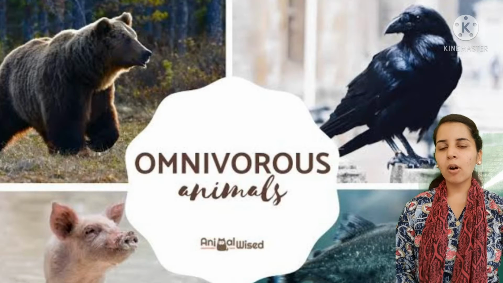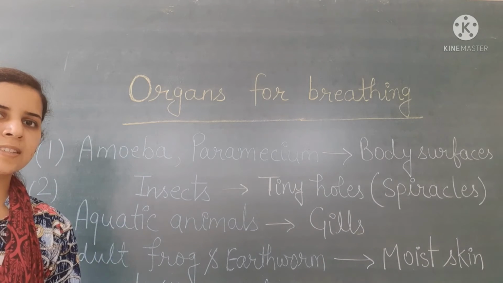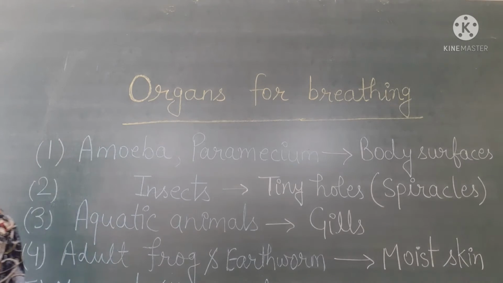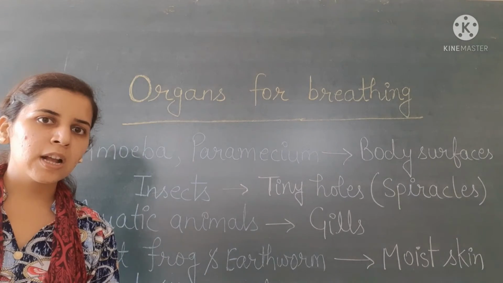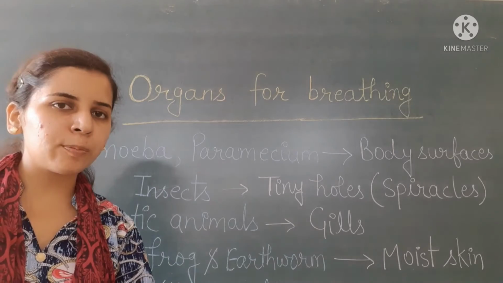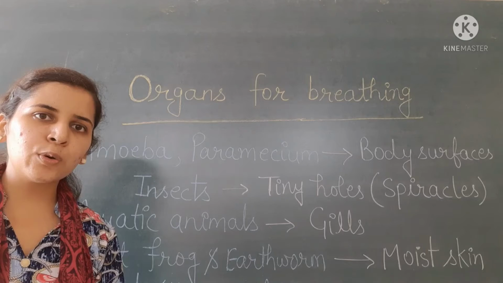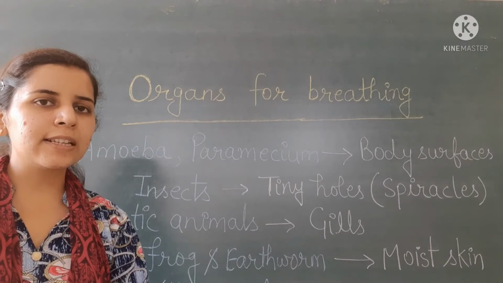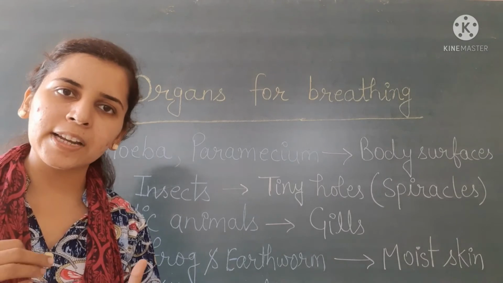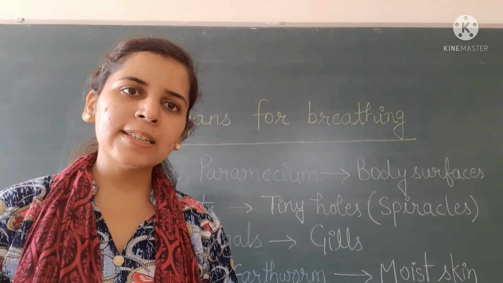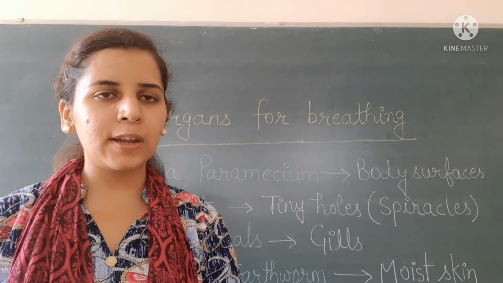And next is organs for breathing. Now students, let us discuss different organs used by different animals for breathing, right? So students, why do we need to breathe? We need to breathe to get oxygen. And where is this oxygen used? This oxygen is used to produce energy within the animal's body, right? And this energy is used by all the animals in doing all the activities.